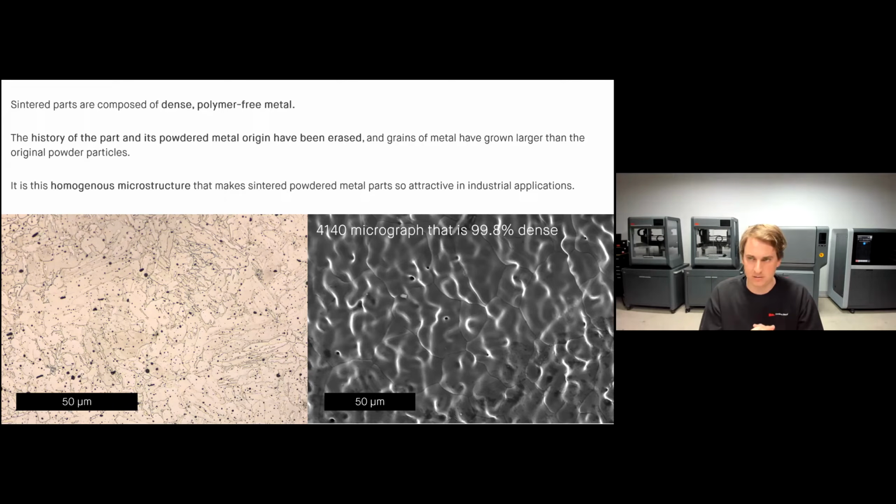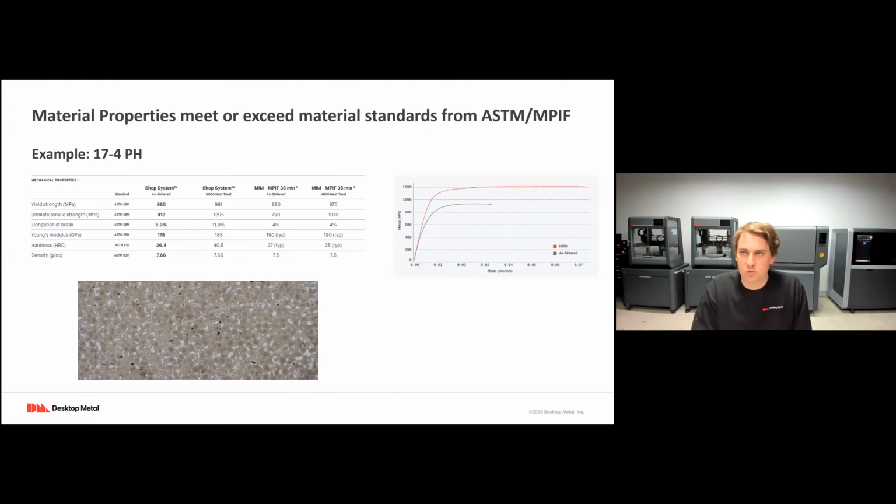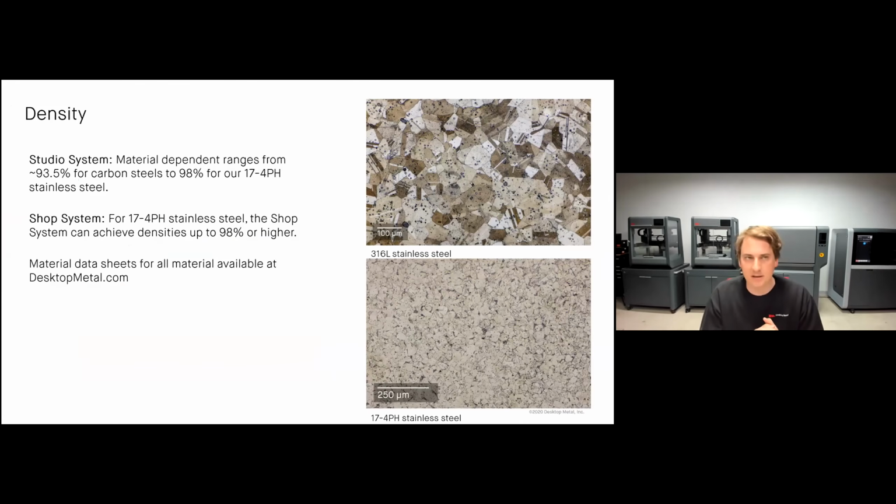isotropic material properties. Looking at just one of our materials here, 17-4 PH on our Shop System, you can see that yield strength of 660 MPa. As sintered, it can get up to 980 if you want to do an H900 heat treatment, and those material properties are exceeding those of MPIF standards. If you go to our website, you can download these data sheets for all of our materials. And you can really compare apples to apples to see how our materials are comparing to the materials you're using today. Another thing to talk about is density.